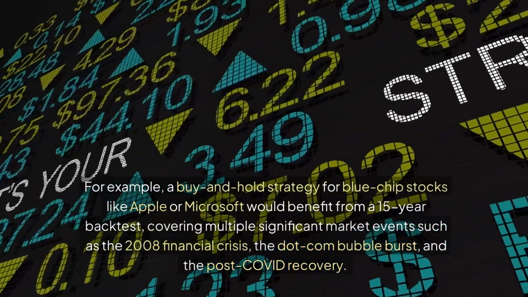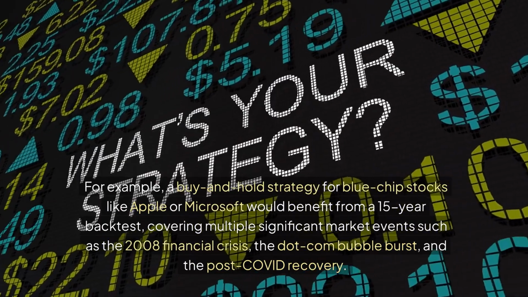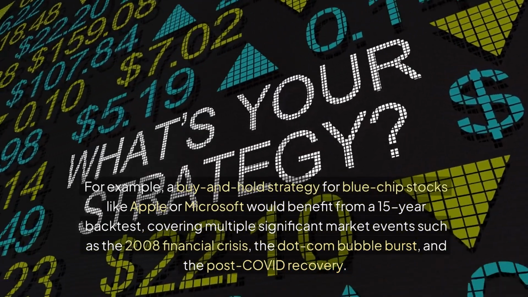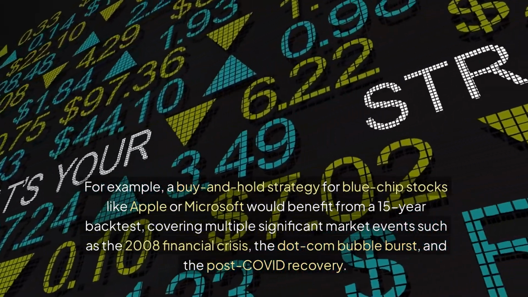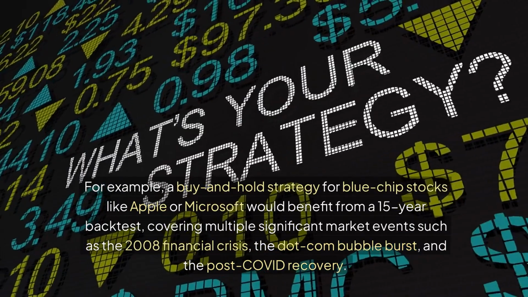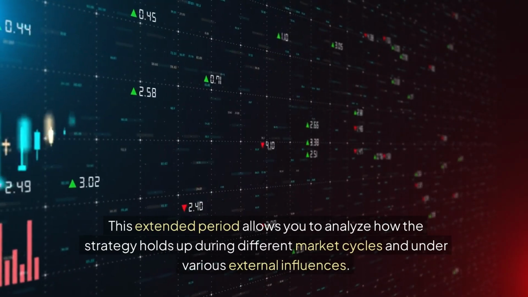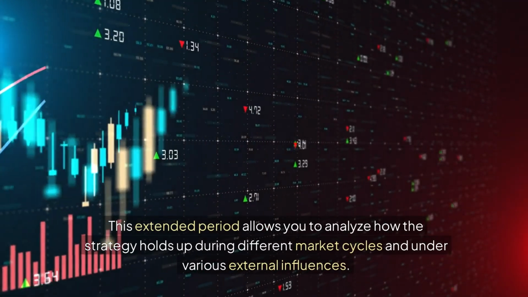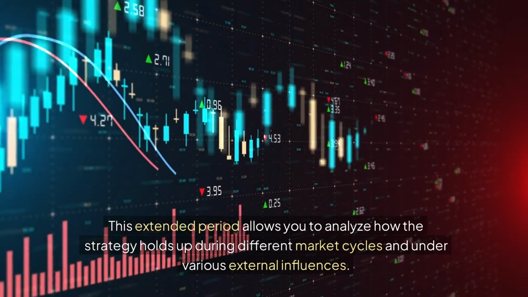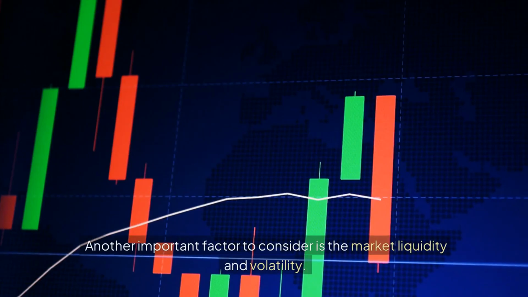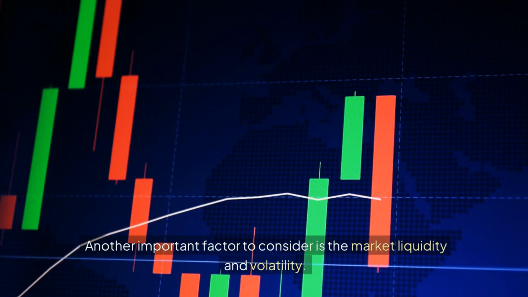For example, a buy-and-hold strategy for blue-chip stocks like Apple or Microsoft would benefit from a 15-year backtest, covering multiple significant market events such as the 2008 financial crisis, the dot-com bubble burst, and the post-COVID recovery. This extended period allows you to analyze how the strategy holds up during different market cycles and under various external influences. Another important factor to consider is the market liquidity and volatility.